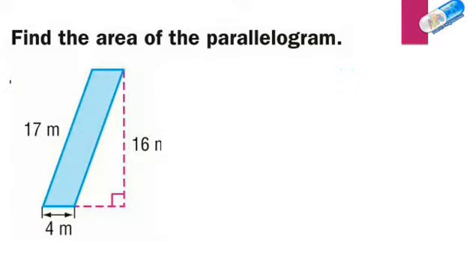Another example. Find the area of the parallelogram shown here. Here we have 4 meters in the base. We have 17 meters on this side and 16 meters, and this is the height. So what we are going to do is first again we write A equals BH. What is the B? The B is 4. So here we write 4 multiplied by H. Where is the H? Of course it is the 16.